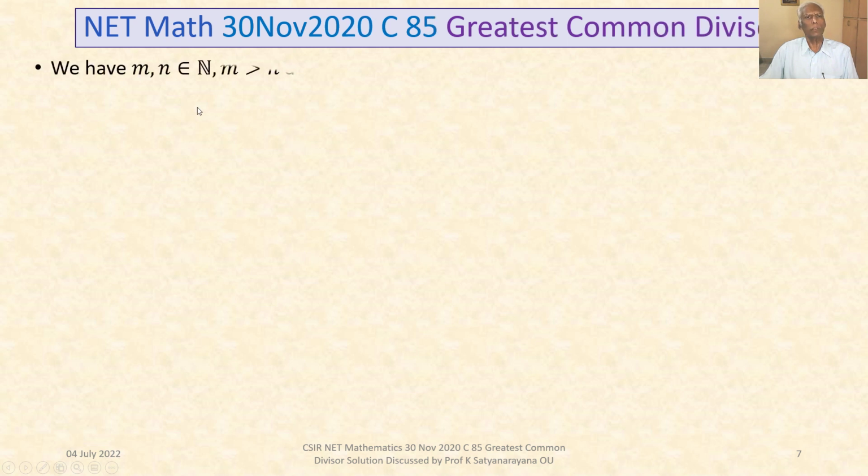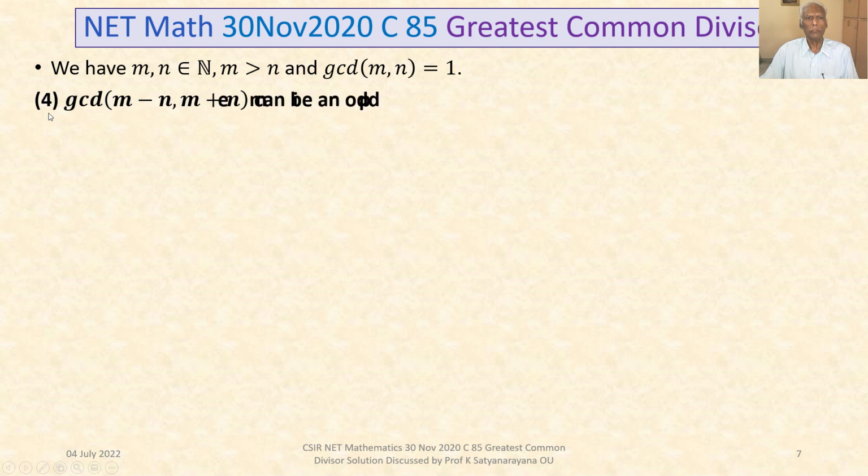Now let's get into the next option, option 4. The GCD of m minus n comma m plus n can be an odd prime. If you want to show the GCD of this is an odd prime sometimes, that means you have to exhibit some pair of elements satisfying this condition for which the GCD has an odd prime.